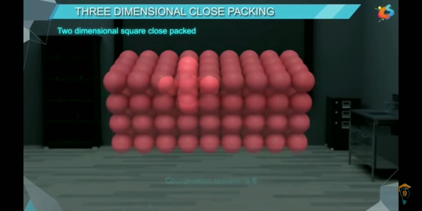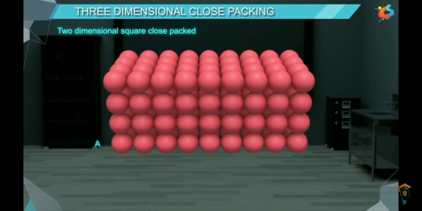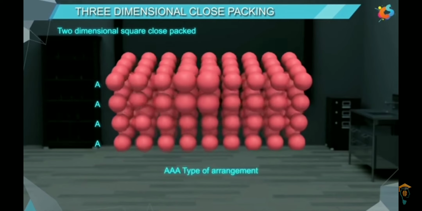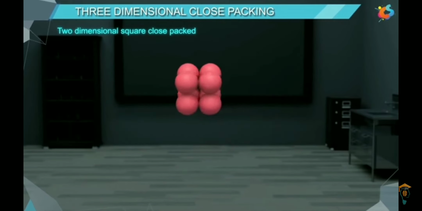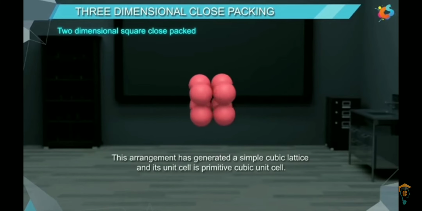If we call the first layer as A type, and since all the layers are also of the same type, this kind of arrangement is known as AAA type of arrangement. On observing carefully, we will find that this arrangement has generated a simple cubic lattice, and its unit cell is the primitive cubic unit cell.